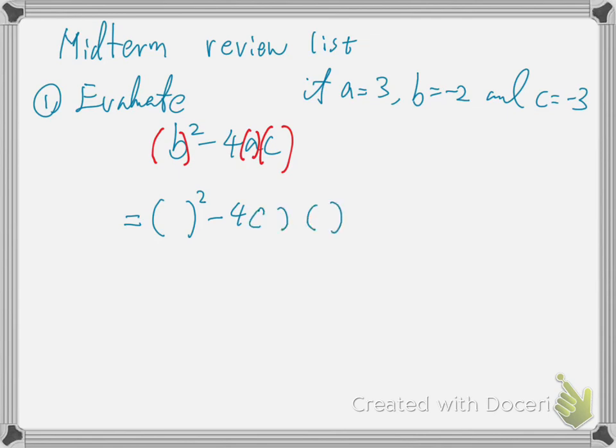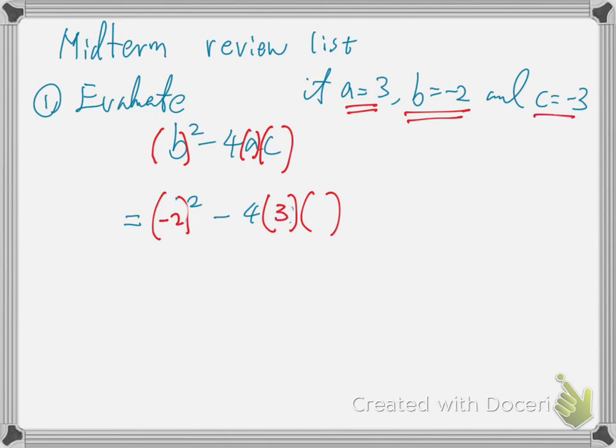If you're not good at this way, what you can do is rewrite the question with a little bit more space, and then you put the parentheses, and then you use an eraser to delete the letter. Now you look at what is the number: b is -2, a is 3, c is -3. This substitution step is the most important step.